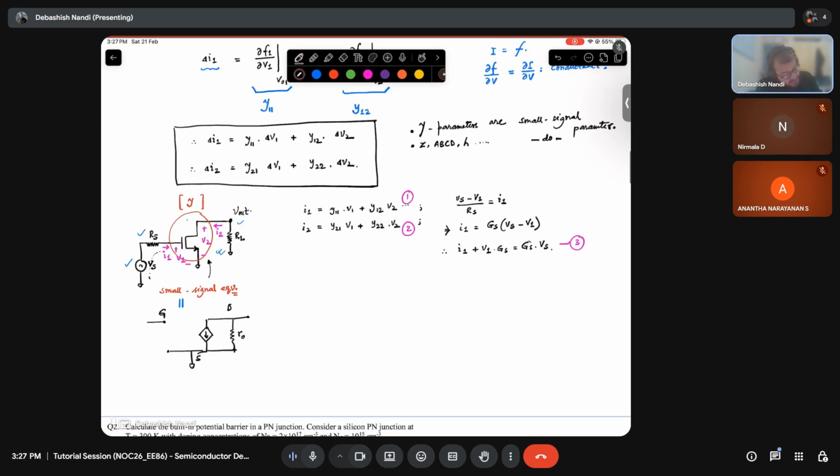Similarly, at the output side, I have this, right? Minus Vout by RL gives me I2. For a two-port network, always remember that the current direction is coming into the terminal. That is also our passive sign convention, if you know what that means. So my I2 is nothing but minus GL times Vout.